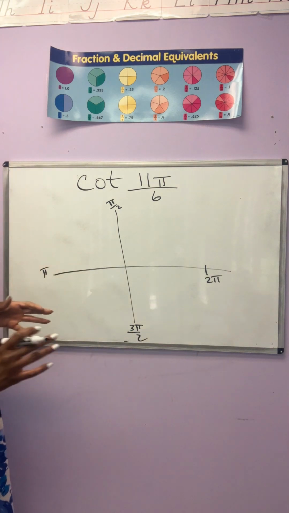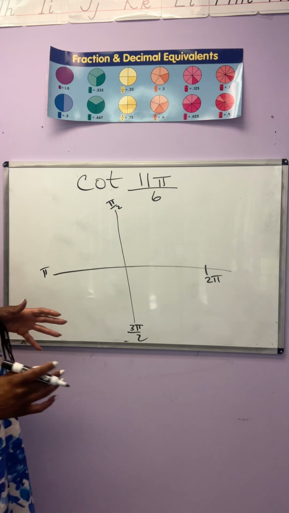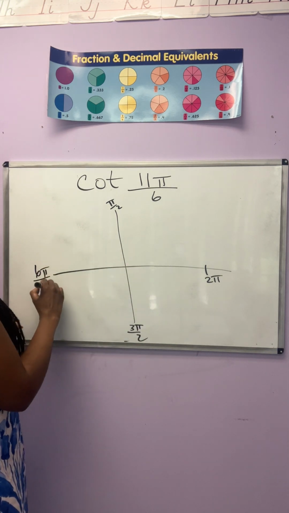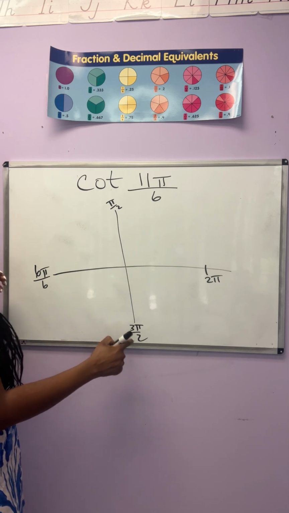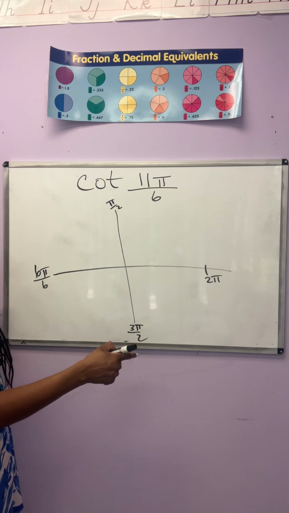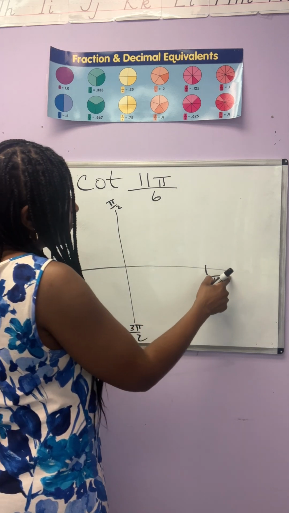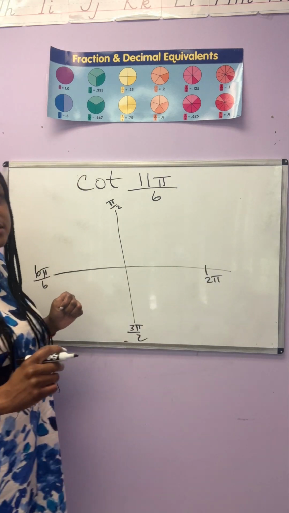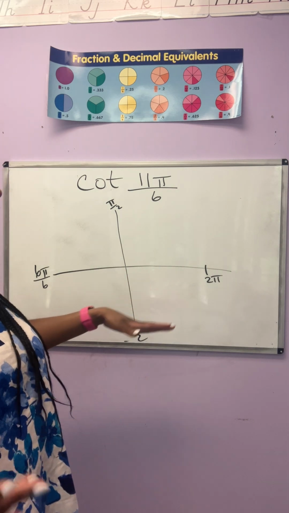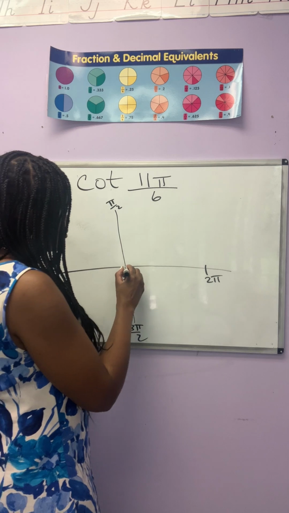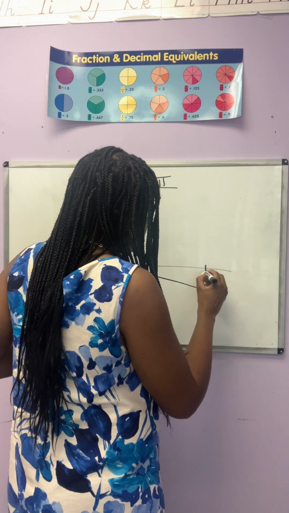Okay, so 11 pi over 6. We know this is 6 pi over 6, right? And this would be 9 pi over 6. And over here, if we made the full circle, that would be 12 pi over 6. 12 pi over 6 would equal 2 pi. But we need 11 pi over 6, so it's just slightly smaller.